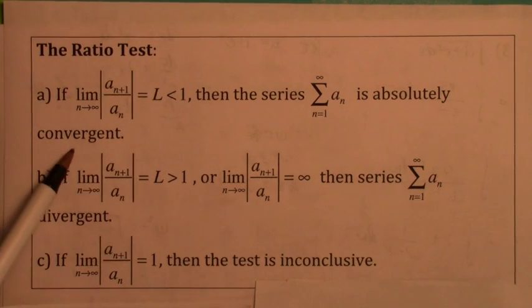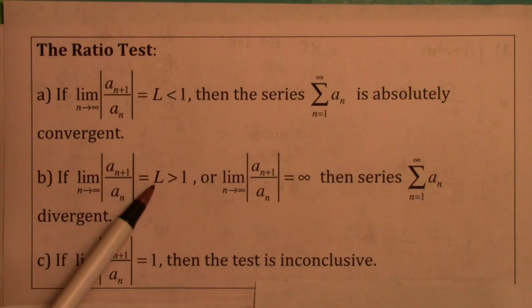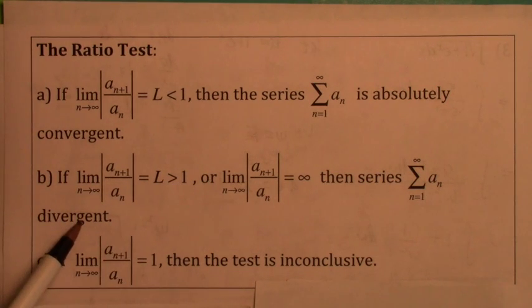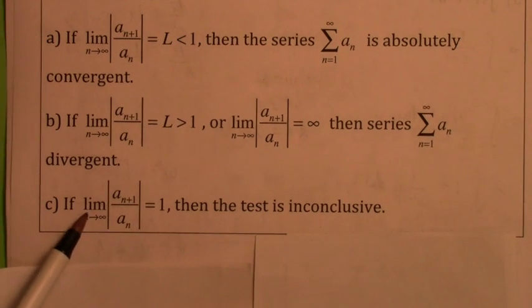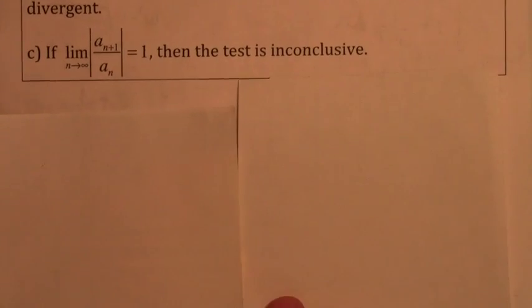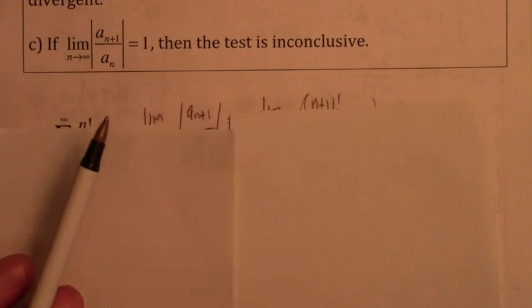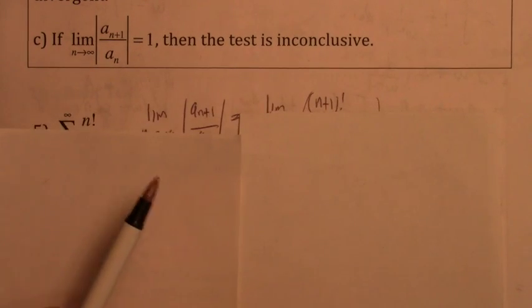than 1, then the series is absolutely convergent. If the limit's greater than 1, then the series diverges. And if the limit of the ratio equals 1, then the test is inconclusive. What does that mean? That means you'll have to use a different test, perhaps the comparison test or the integral test or something. Anyway, here we go.